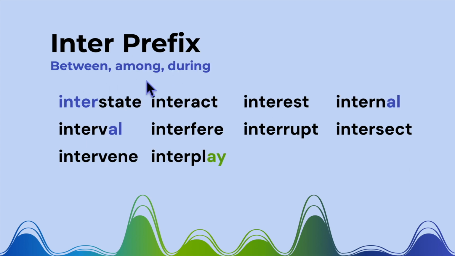Inter means between, among, or during. So here we have the root state. So an interstate is a highway that runs between two or more states. Interact, interest, internal. The AL says ul, internal. When people are speaking this word quickly in American English, this sound here usually completely disappears, and instead of sounding like interest, it becomes interest. This AL is going to say ul, so we have interval, interfere, interrupt, intersect, intervene, AY says A, interplay.